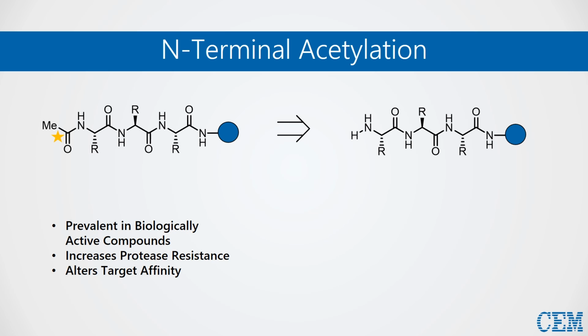Automated N-terminal acetylation is simple. Upon FMOC deprotection of the N-terminus, the free amine is subjected to 10% acetic anhydride at 65 degrees Celsius for just 2 minutes. This modification is quick and simple.